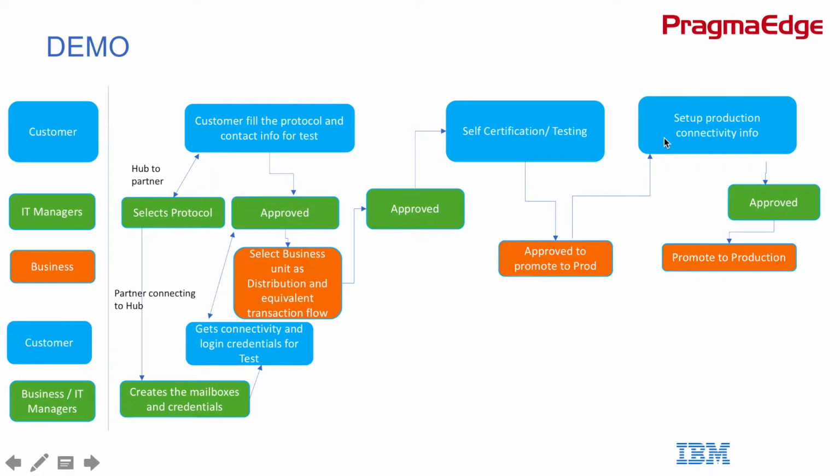And in the prod environment, all the workflow information which has been set up in the pre-prod environment is automatically brought into the prod, so we don't have to do anything manually. And then once all the connectivity tests are approved, it is successfully promoted to production.